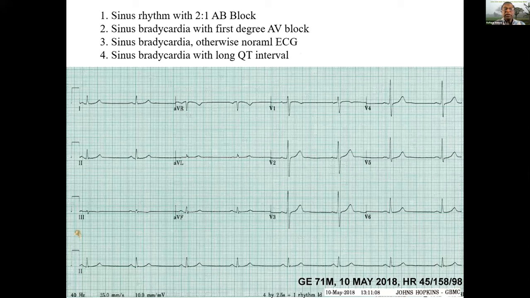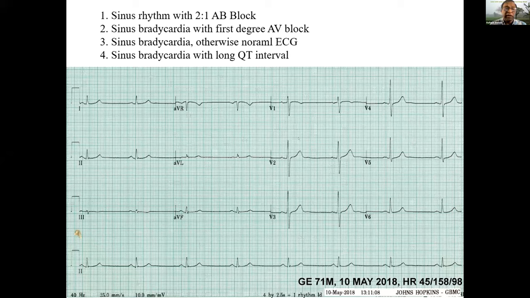Sir, one question. In V1, the morphologies of the P waves in the first beat and the second beat are not the same. Yes, I think the P wave is so small. If I magnified it, you will see there is a positive and a negative component. If you look at lead V2, it's the same. So there's a subtle difference.